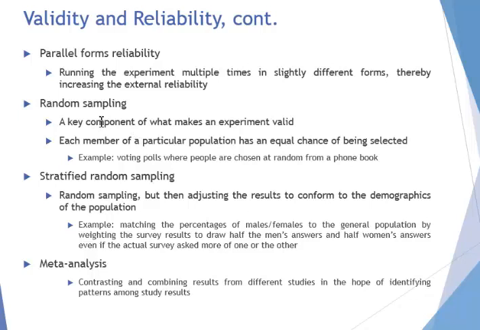Random sampling is, of course, a key component of what makes the experiment valid. What you want to establish is that each member of a particular population has an equal chance of being selected. If you're determining who's going to win the governor's race in Massachusetts, you're obviously not going to be able to ask all the millions of people, but you want essentially each voter in the state to have an equal chance of being surveyed.